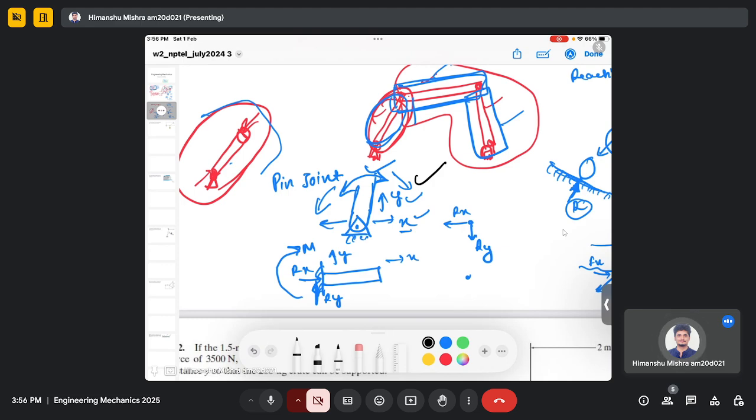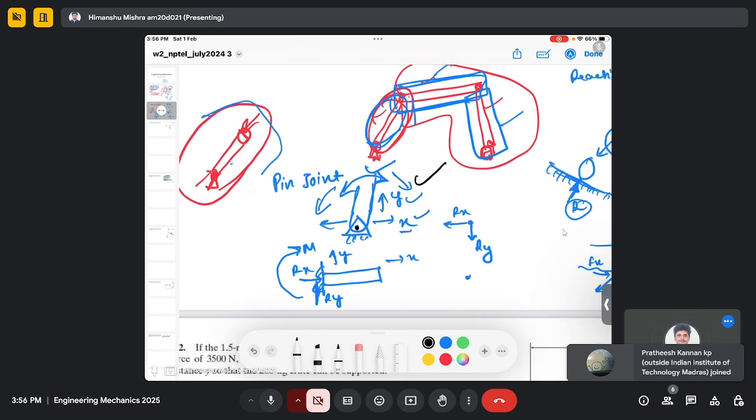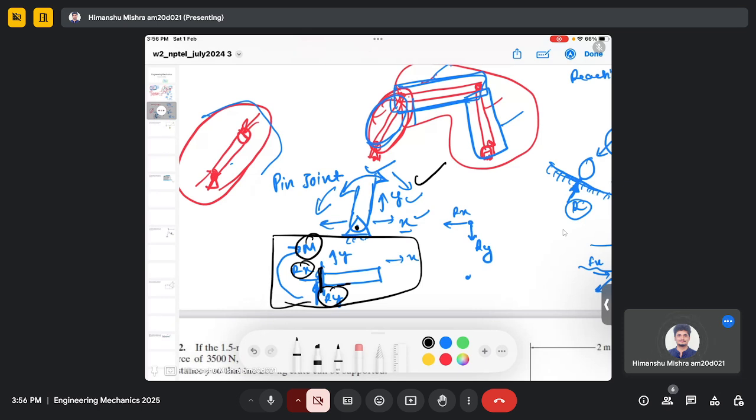So there was no reaction moment in the pin joint, but in the built-in support, this bar cannot rotate, which means its rotational motion is constrained. Due to this, there will be a resulting reactive moment at the wall. So along with the reactive forces, a reactive moment also occurs. So when you draw the free body diagram in such a case, you need to consider all of these reactive forces and reactive moments.